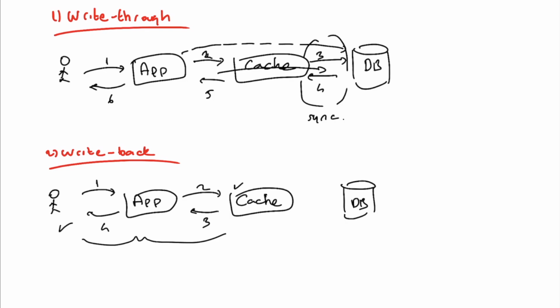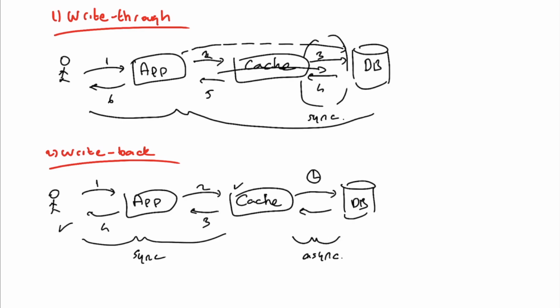And after that, there's an asynchronous writing back to the database. It can be either a scheduled job which runs every, let's say, 5 minutes, or just after writing it to the cache, it might trigger another asynchronous job to write it back to the database. So this part is happening asynchronously, while this part was synchronous. But in write-through cache, everything is happening synchronously.